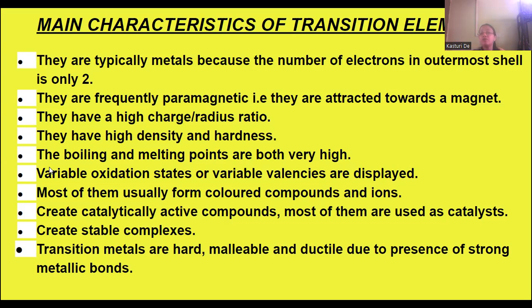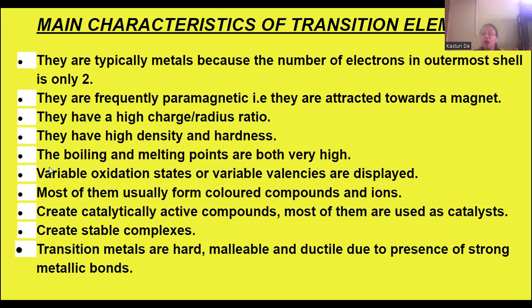They have variable oxidation states, that is, variable valencies. Most of them usually form colored compounds and ions. They form catalytically active compounds; most of them are used as catalysts. They also create stable complex compounds.